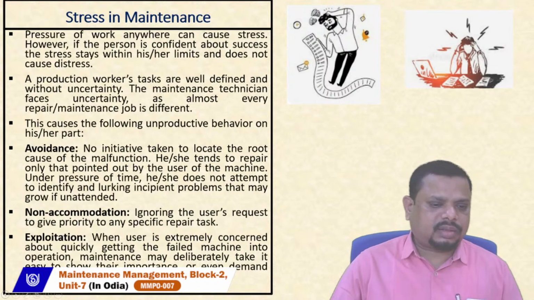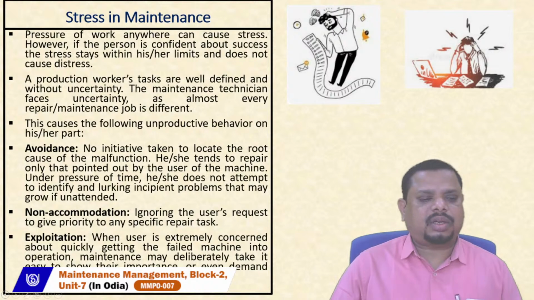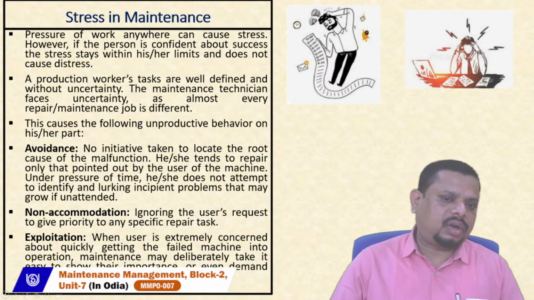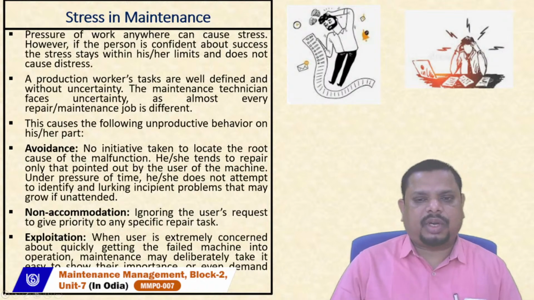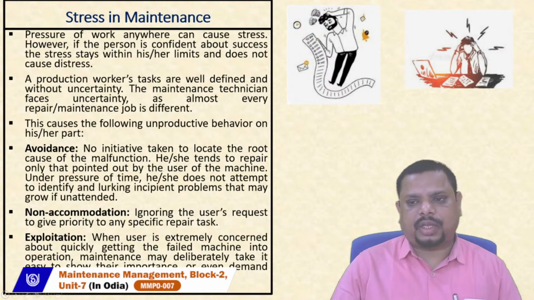Then exploitation: when the user is extremely concerned about getting the failed machine quickly back into operation, maintenance may deliberately take it easy to show their importance or even demand something. So these are the stresses that lead to unproductive behavior in a stressful organization: avoidance, non-accommodation, and exploitation.